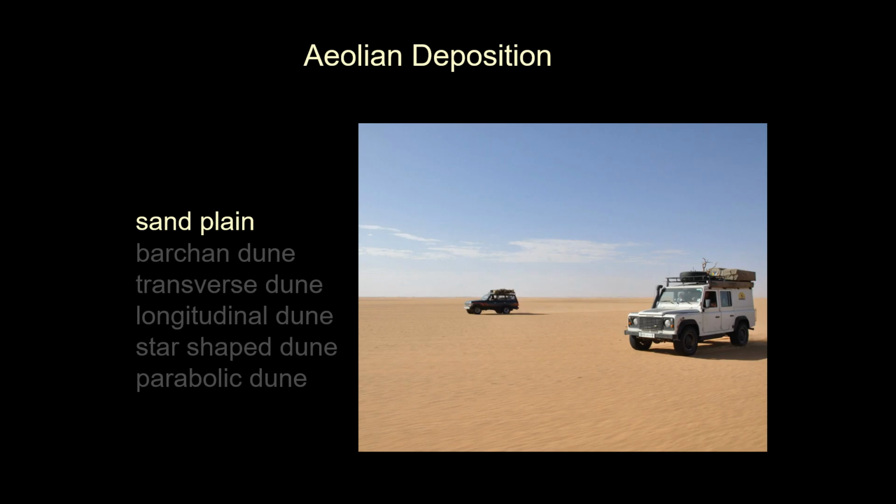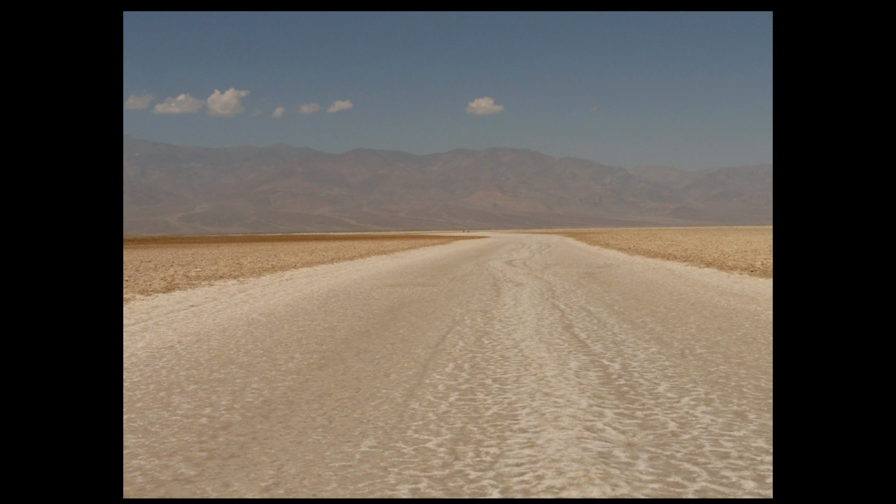Some depositional features associated with wind-blown materials include the sand plains. Sand plains are just poorly defined, indefinite large regions covered with some sand, not huge amounts of sand. We'll get into sand dunes in a minute, but just a sandy surface. So a sand plain. And here's an example in the southwestern part of the Mojave Desert.